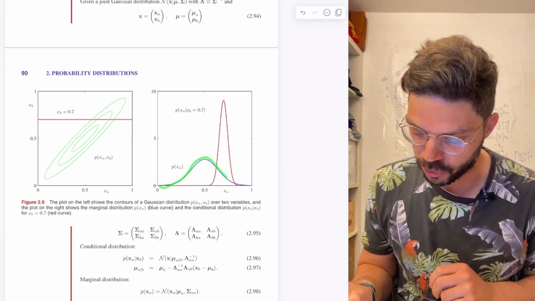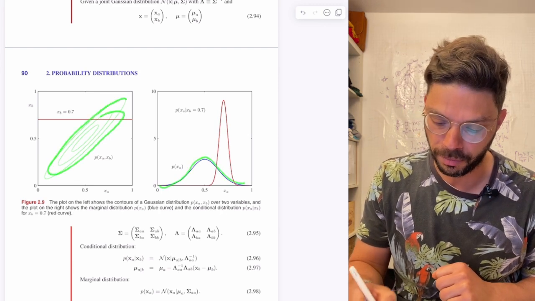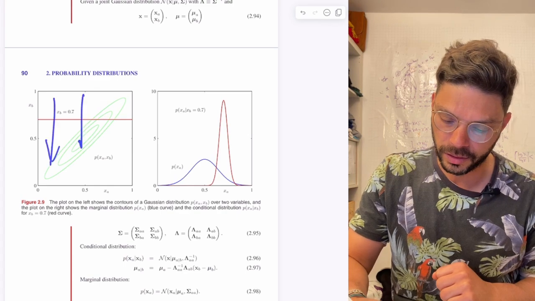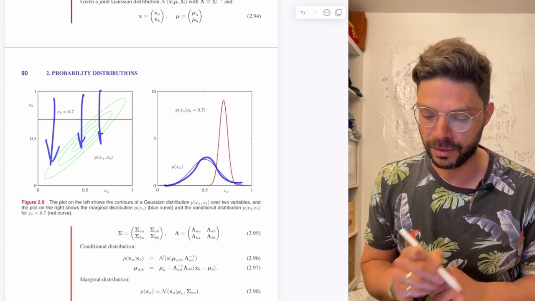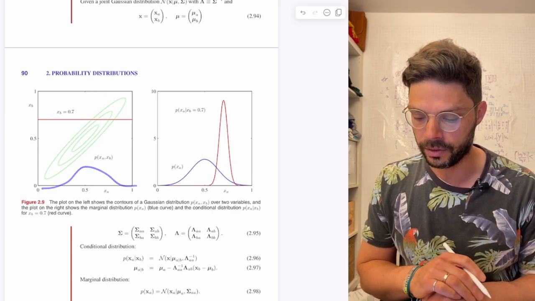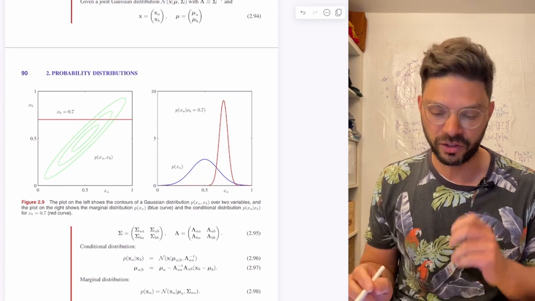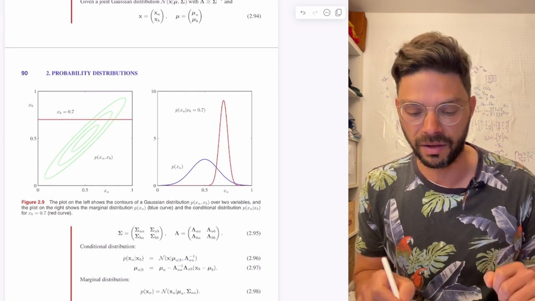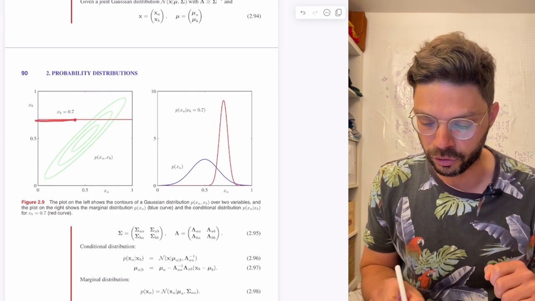So the marginal distribution is this thing. We take this joint distribution and we just sum it across this direction, and we get the marginal. You can see that it's centered at 0.5, and it has the shape that you want. And the more interesting one is actually the conditional distribution, in this case given that x of b is equal to 0.7.